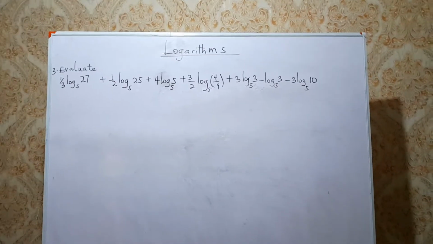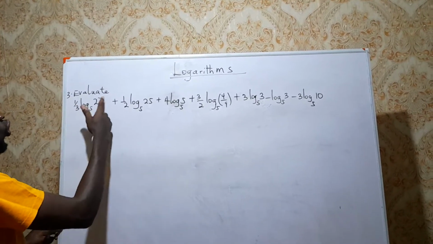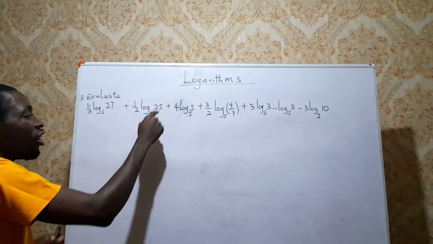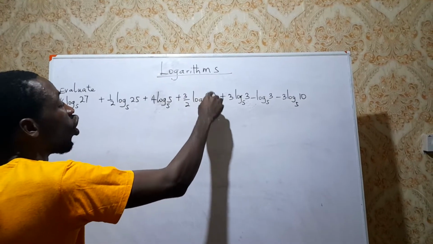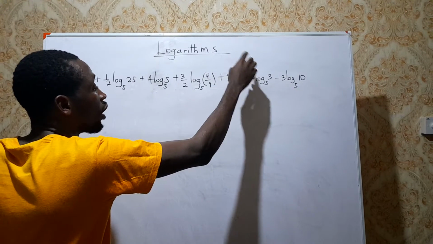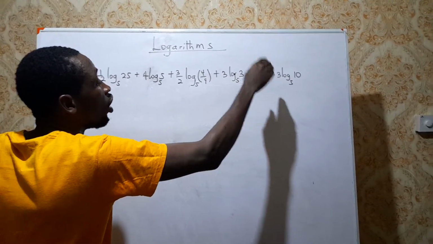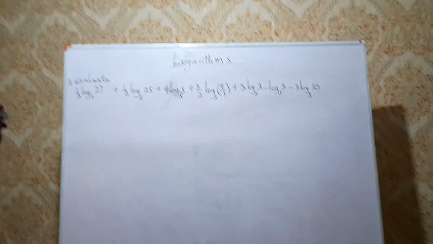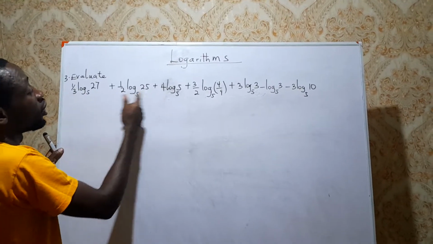Now our third question, a very interesting one. They say we should evaluate 1 over 3 log 27 base 5 plus 1 over 2 log 25 base 5 plus 4 log 5 base 5 plus 3 over 2 log 4 over 9 base 5 plus 3 log 3 base 5 minus log 3 base 5, then minus 3 log 10 base 5. A very long one, but very, very easy. Now what we'll do is let's deal with these fractions here first.